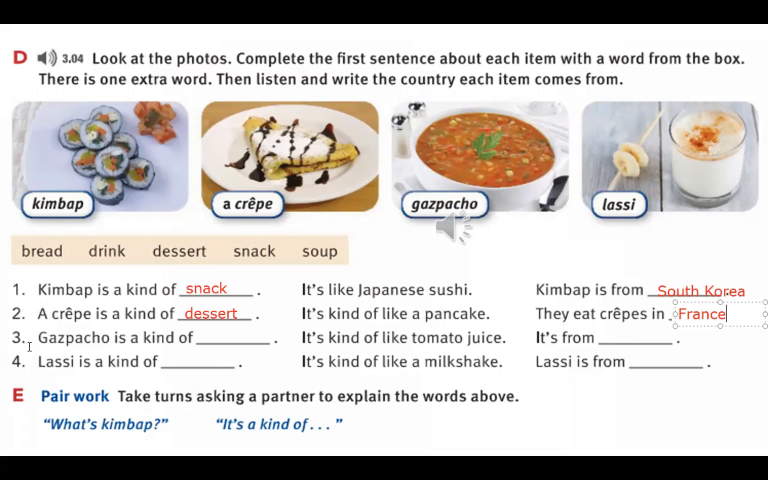What about number three, please? Gazpacho is a kind of soup. It's kind of like tomato juice. It's from Spain. Did you know that gazpacho is a cold soup? Yes, I've tried it before. Nice. It's like ceviche.